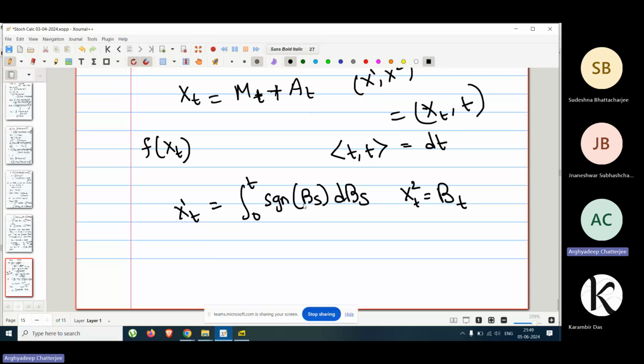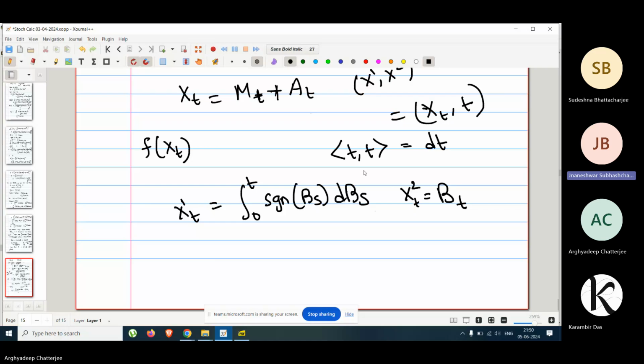No, you won't be able to show that dxt1 is dbt. You won't be able to do that. What you have to do is say that this has continuous paths, and this sign is just the mod of this thing. The main thing is that you need to compute the variance and check that it is t. So that will give you that the quadratic variation of this is given by dt.